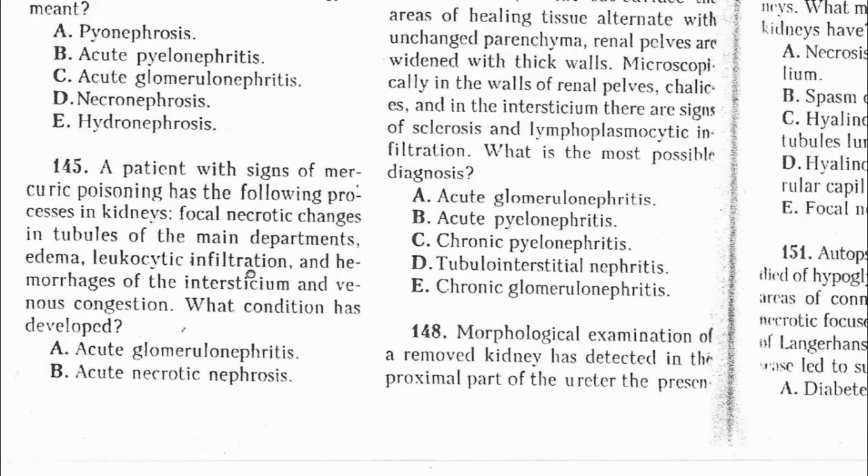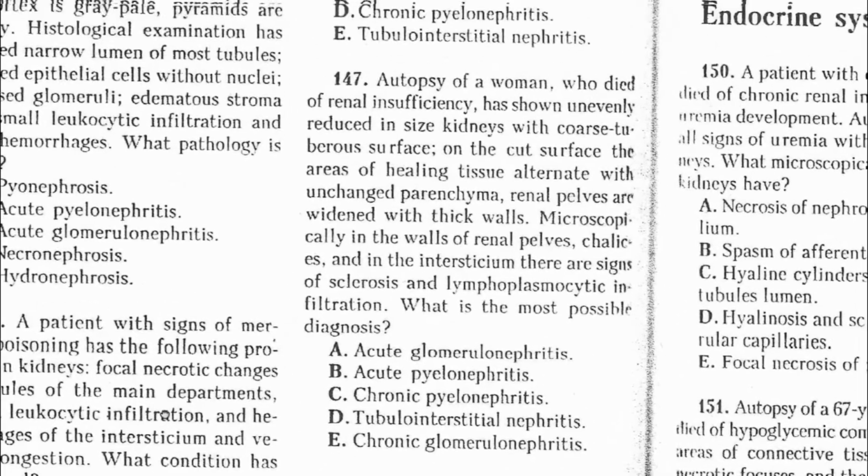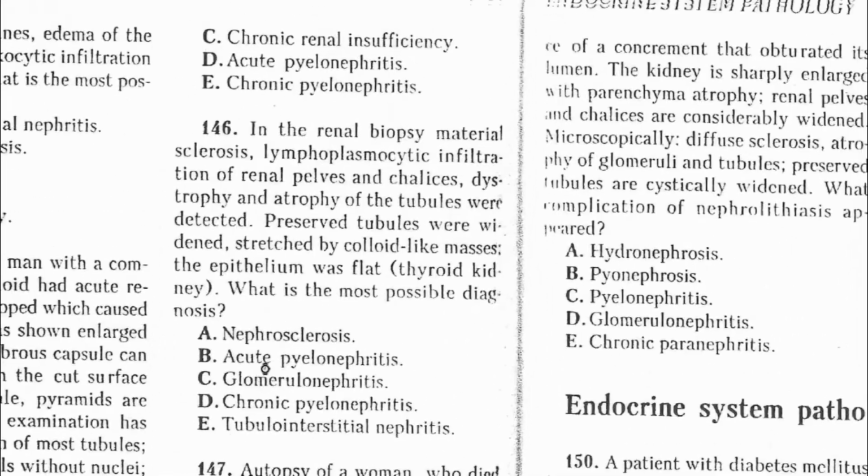Necronephrosis. 45. Patient with signs of mercury poisoning has the following processes in kidneys: focal necrotic changes in the tubules of the main department, necrotic infiltration, and hemorrhages in the interstitium, and venous congestion. What condition has developed? This is acute necrotic nephrosis. Acute necrotic nephrosis. Poisoning. Wow.